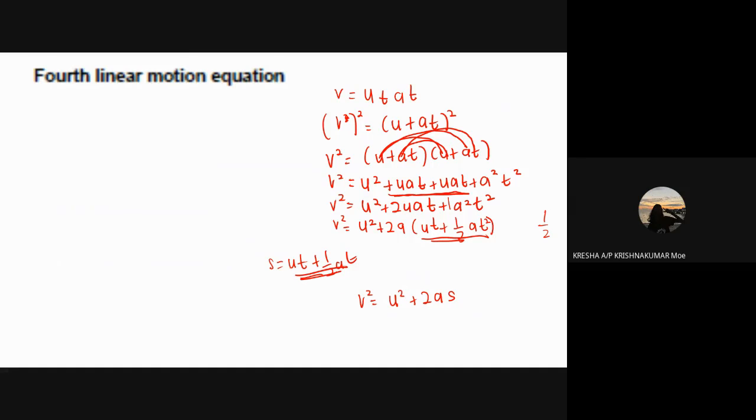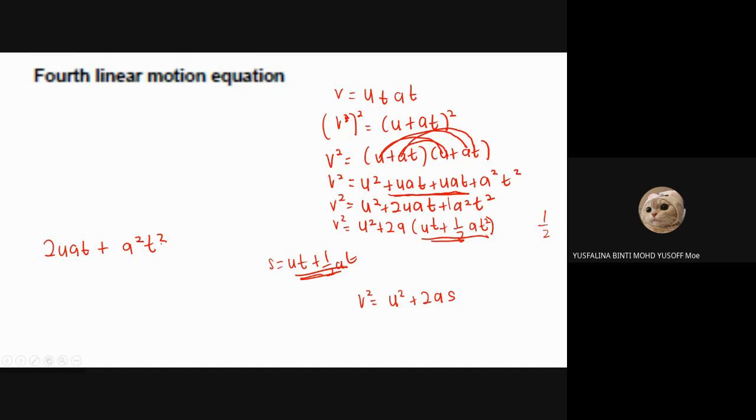Teacher, not this one. The one you just changed from U square plus 2UAT plus A square T square. You mean the factorize, when I take out the 2A, is it? Yeah. Alright, so let's say I take out 2A first, leaving UT plus A square T square.